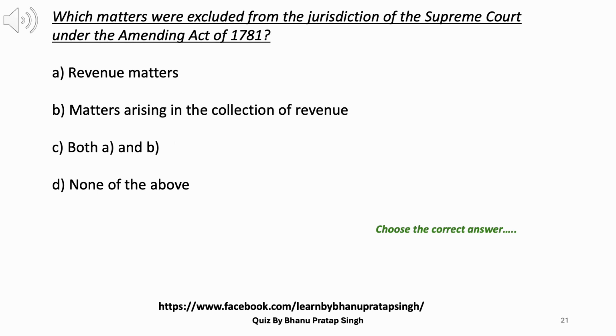21. Which matters were excluded from the jurisdiction of the Supreme Court under the Amending Act of 1781? A. Revenue matters. B. Matters arising in the collection of revenue. C. Both A and B. D. None of the above. Answer C. Both A and B.